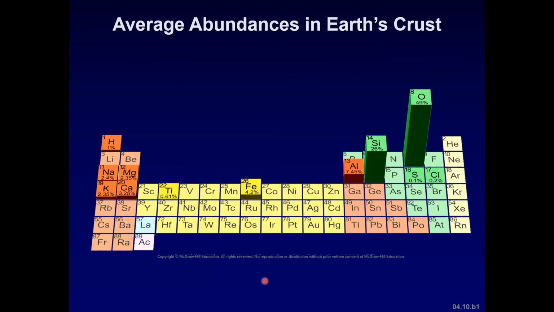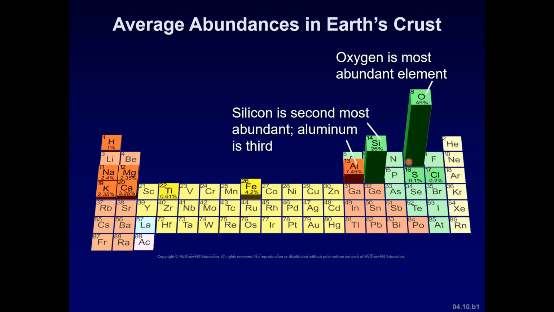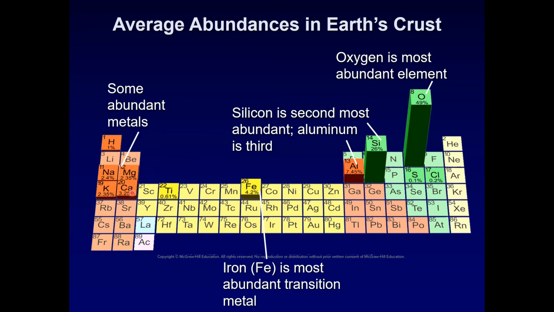So this shows you the average abundances of elements in the Earth's crust, and it's kind of like a bar chart. So oxygen is the most abundant element, represented by the tallest column here. Silicon is the second most abundant, and then aluminum. We have some abundant metals as well over here, but iron is the most abundant transition metal within the Earth's crust.